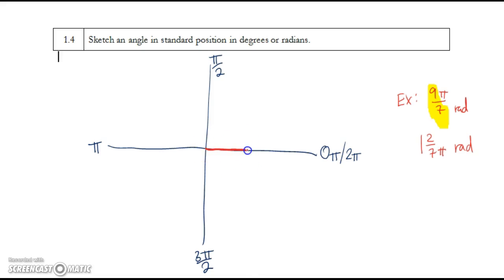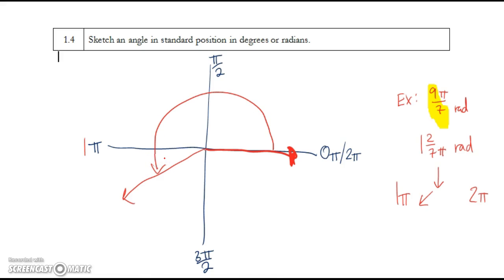Our initial ray is always on the positive x-axis. And we have to think about where our terminal ray is going to go. Well, 1 2/7 is between 1 pi and 2 pi. Okay? And it's closer to 1 pi than it is to 2 pi. So our terminal ray is going to go between 1 pi and 2 pi, but closer to 1 pi than 2 pi. So that means it's going to be in quadrant 3. So our terminal ray is going to be somewhere around there. And that's what our angle looks like.